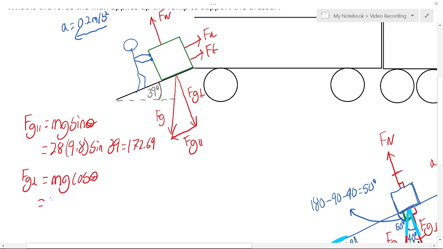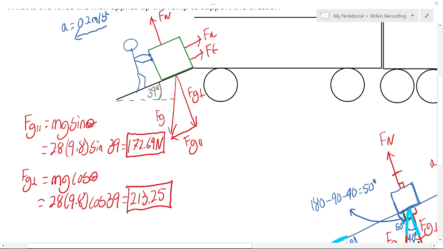Then we're going to go ahead and find FG perpendicular, which is m times g times cosine of the angle, which is 28 times 9.8 times cosine of 39. And that is equal to 213.25. Now, I'm not rounding very much because I'm going to use these numbers in my future calculations. So I don't want to round and then do another calculation with a rounded number. You want to keep lots of decimals until you get to your final answer.